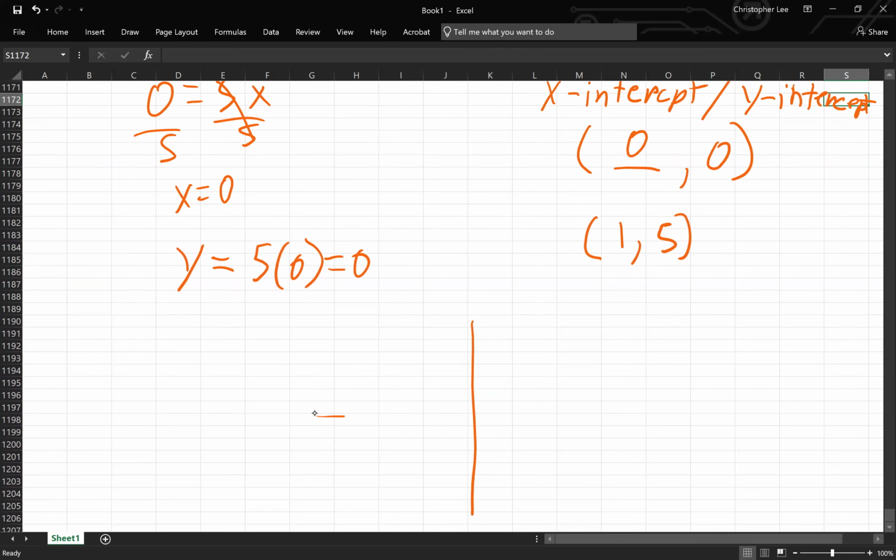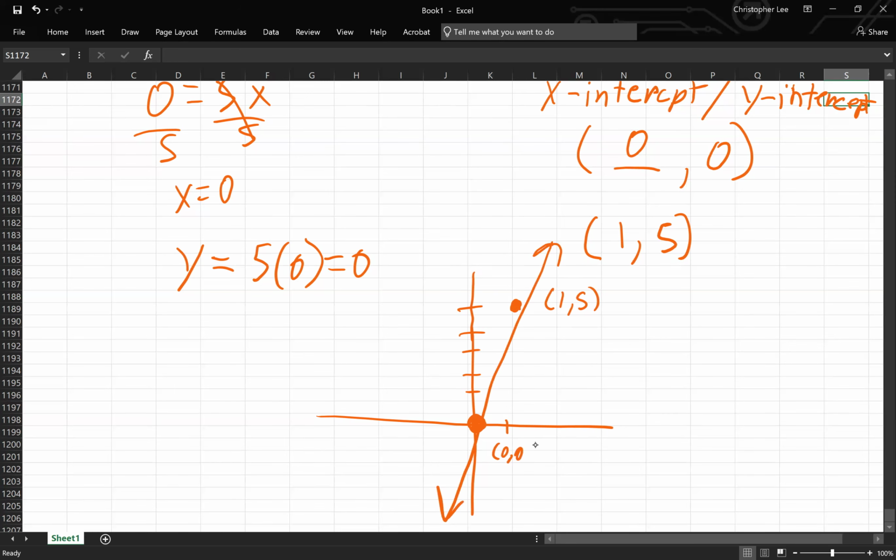So here we go. 0, 0 is the origin right there in the middle. And now we have 1 comma 5. You go over 1 and then go up 5. 1, 2, 3, 4, 5. And we're going to graph that right here. This is 1 comma 5. This is the origin, 0 comma 0. Put a line through them. And that's that.